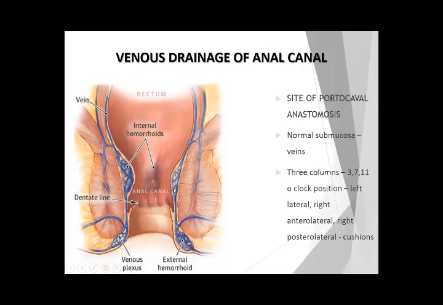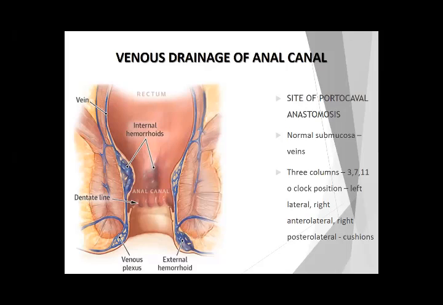They make up three columns of veins, which are important from the surgical point of view. Even today, they are arranged in three columns. If you look at the clock, it is the 3, 7, and 11 o'clock positions. Look at the hands of the clock: the 3 o'clock position, approximately the 7 o'clock position, and here would be the 11 o'clock position. Okay? Your books mention it. This is something I've never read before.